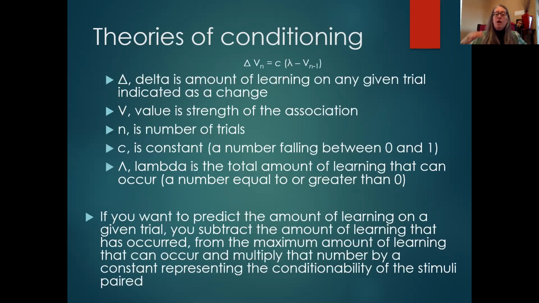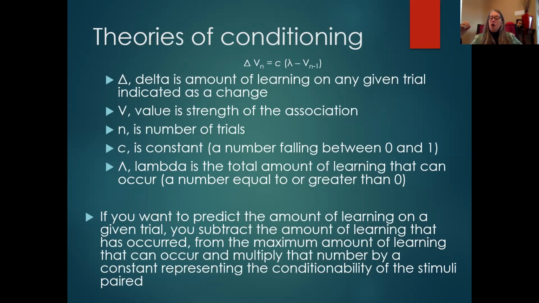So let's really walk this through. The triangle or delta just means the change. So we're looking at the change of learning in any given trial. That's what the whole formula is. How much is learned in this one trial? That's the change of V in trial N. V is the value of the strength of the CS-US association. N, of course, is going to be the trial, whichever trial you're on, 1, 2, 3, 4, 500.